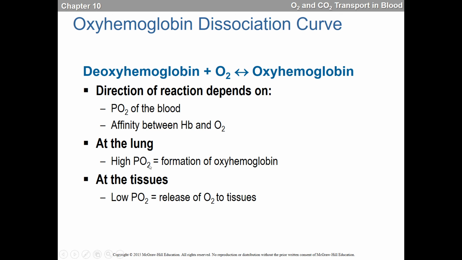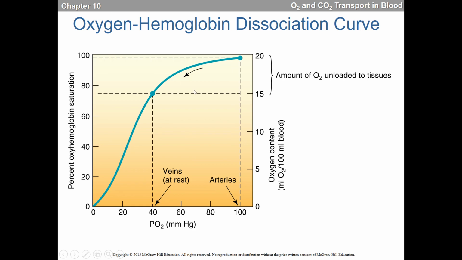So at the lung, we have a high amount of PO2, so that's how we form oxyhemoglobin, and at the tissues, low amount of oxygen, so we release it. So at lower PO2 levels, the oxyhemoglobin will let it go. So essentially, it looks something like this.